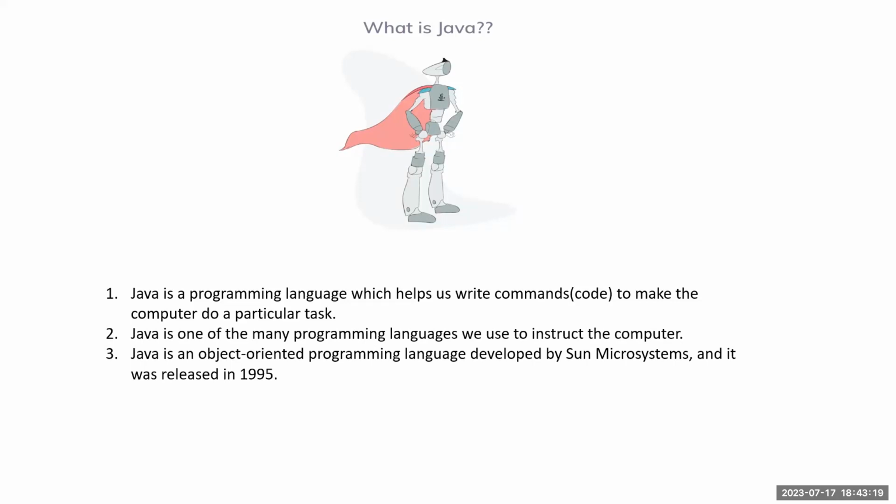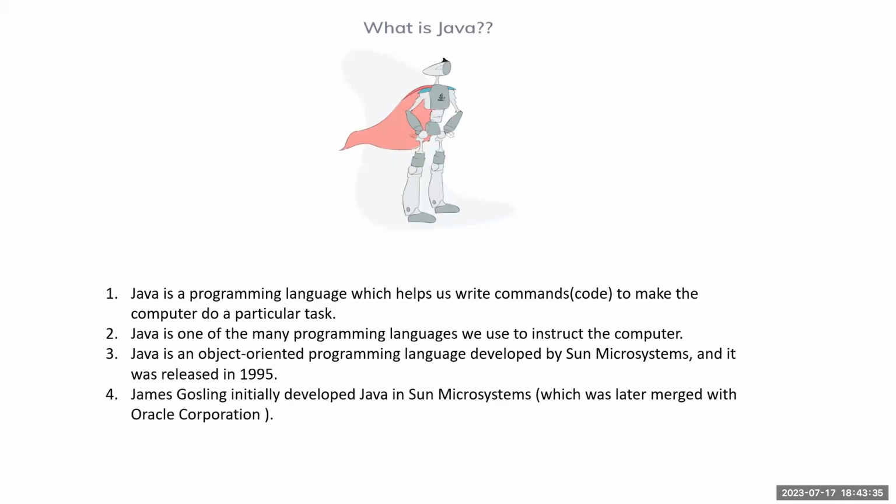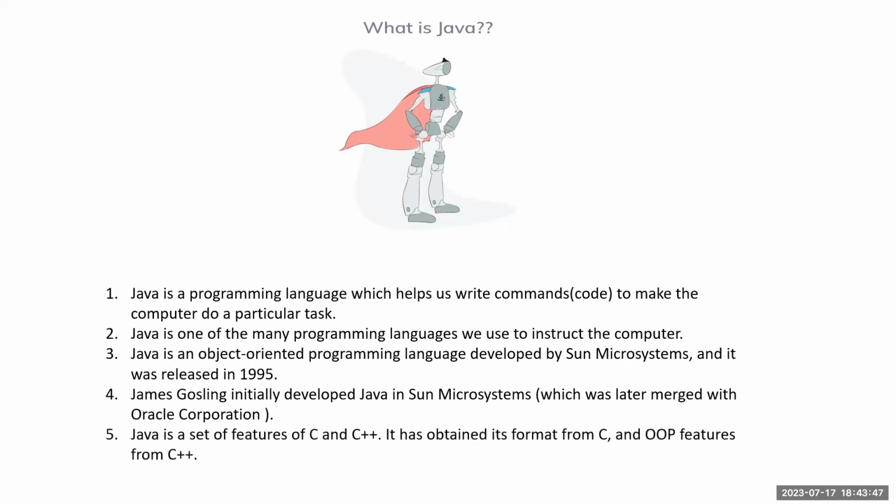It's an object-oriented programming language, and it was developed earlier at Sun Microsystems. It was first released in 1995, and James Gosling initially developed Java at Sun Microsystems, which was later taken over by Oracle Corporation. Java shares features with C and C++. We have different syntax and object-oriented concepts that came from C and C++ only. It obtained its formatting from C, and OOPS features from C++.